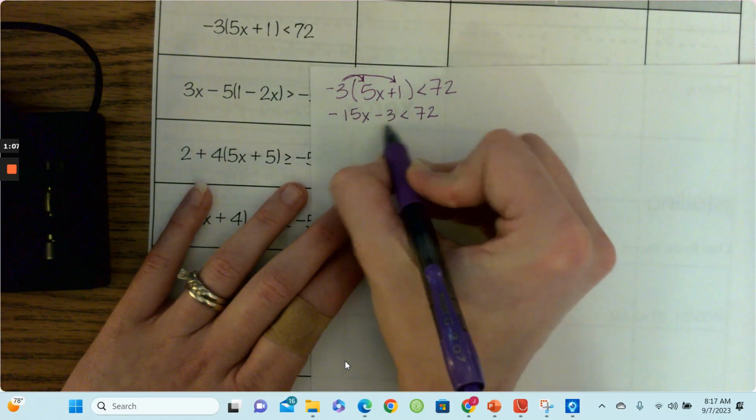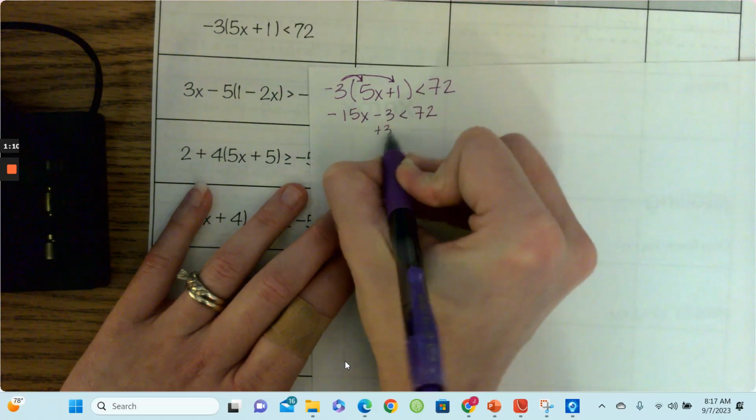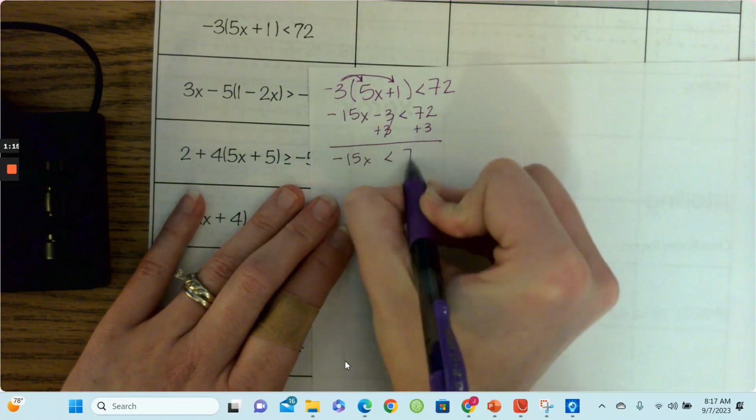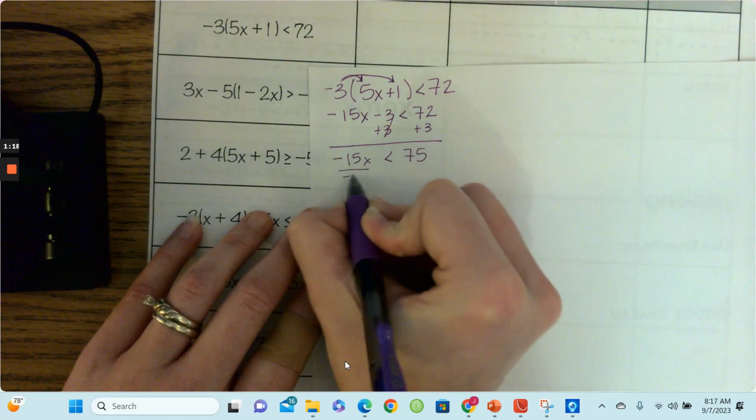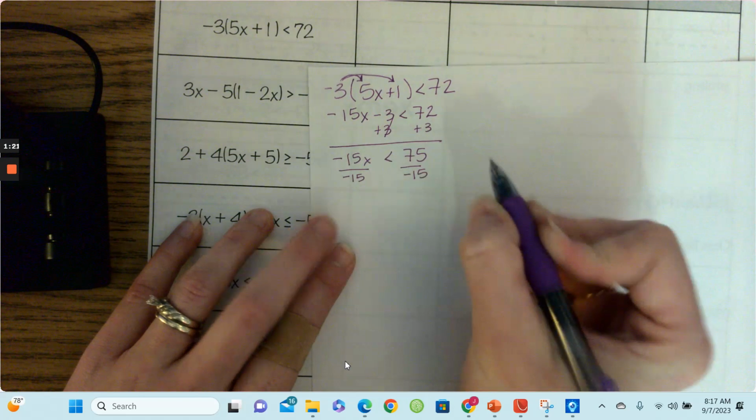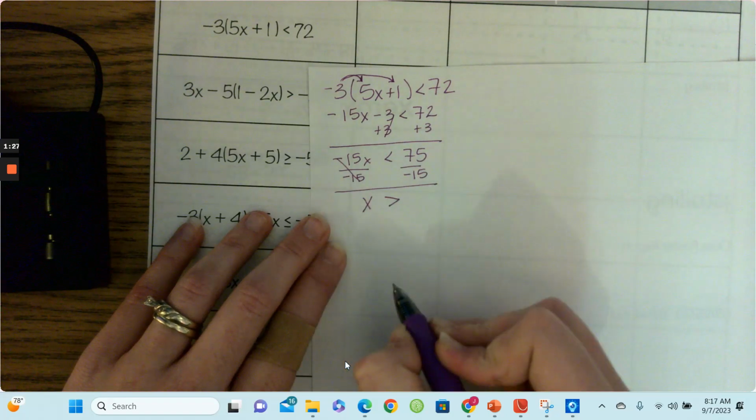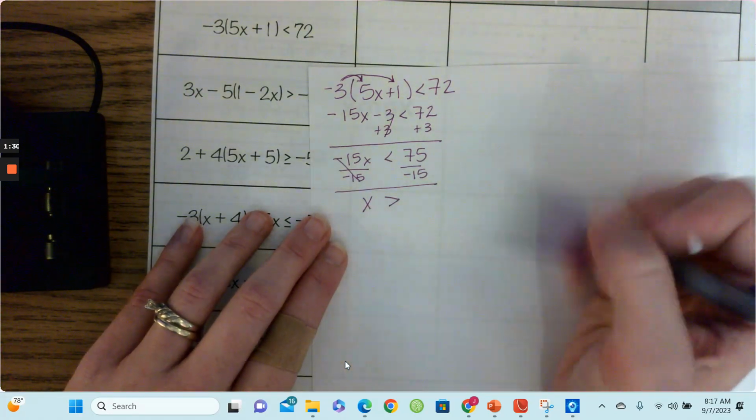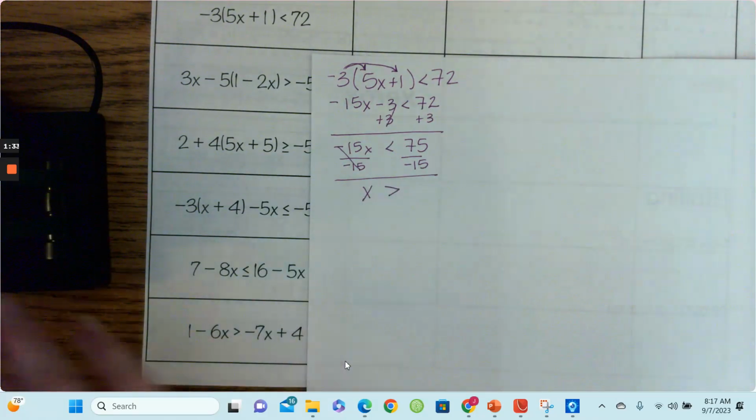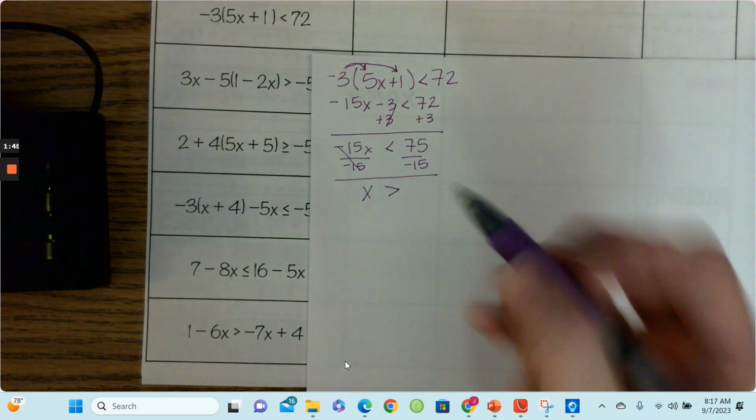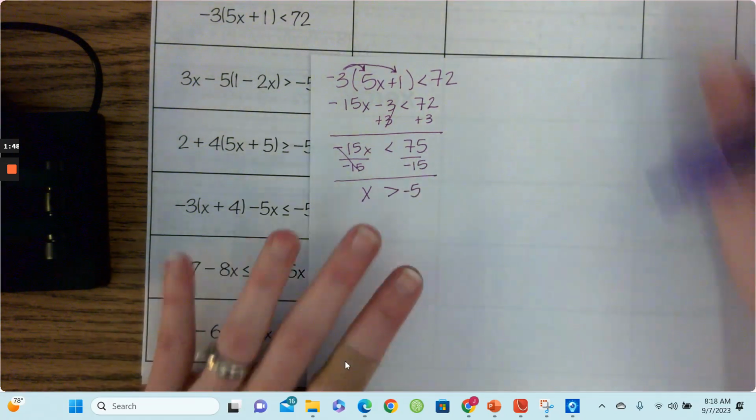Once we get to this point, we should be semi-okay with it. From here, get rid of the addition or subtraction first. So we're going to add 3 to both sides. And then we've got 75. And then we're going to divide by a negative. When we divide by a negative, the sign flips. 75 divided by -15. Somebody type that in the calculator for me real quick. What is it? -5? Okay, so that's my answer.